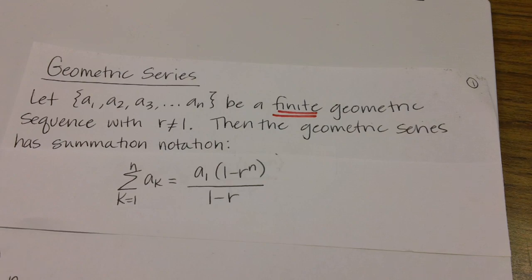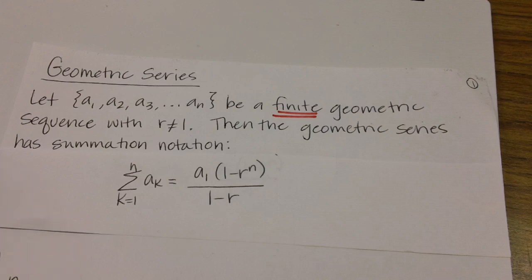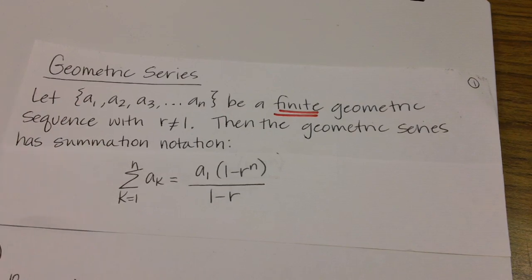Then the geometric series has a summation notation of the sum from k equals 1 to n of ak equals a1, which is our initial term, times 1 minus r to the n power divided by 1 minus r. Remember, r is our common ratio, and a1 is our initial value, and n represents our ending value. Okay? So let's try a couple examples.